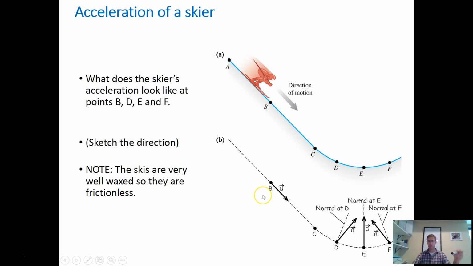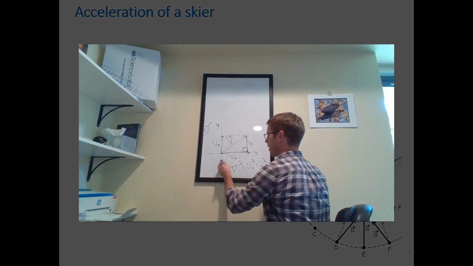So at B, it's only speeding up, not turning, so the acceleration is in the direction of motion. At D, it's still going downhill a little bit, so it's still going to speed up, so it's still going to have a little bit of acceleration downhill, but it's also starting to turn upward, so it would need perpendicular acceleration upward. Maybe I should draw this on the board one more time to really drive this home, okay?